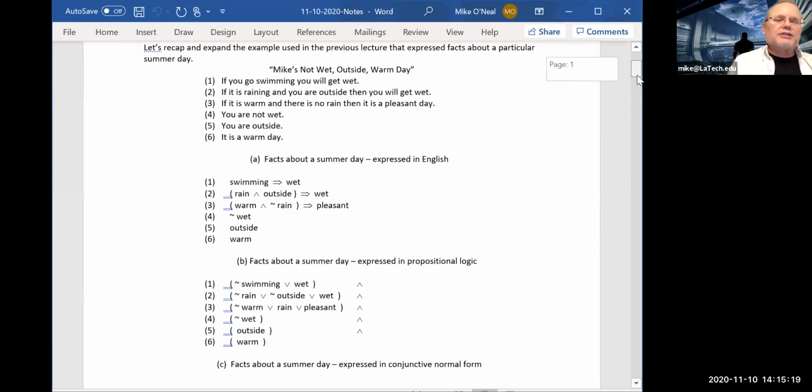We've already been playing with this example, which I'm now calling Mike's not wet outside warm day. And you'll recall that it started with three statements. Statement one is, if you go swimming, you will get wet. Statement two is, if it's raining and you're outside, you will get wet. Notice what we're doing there, we're making it clear that there are two different ways in this world that you can get wet. Swimming is only one of them.